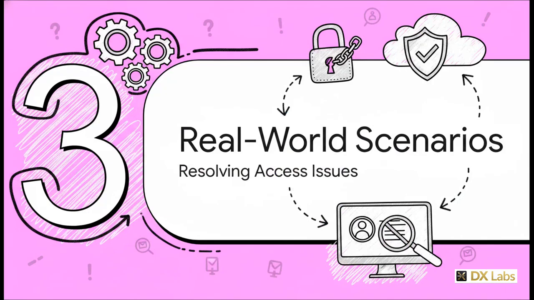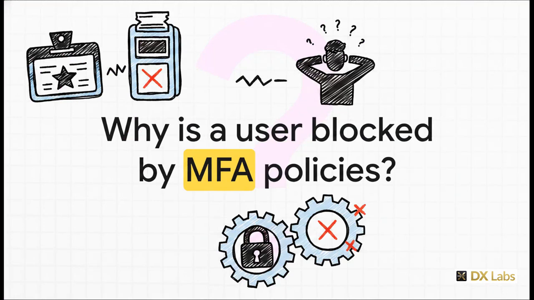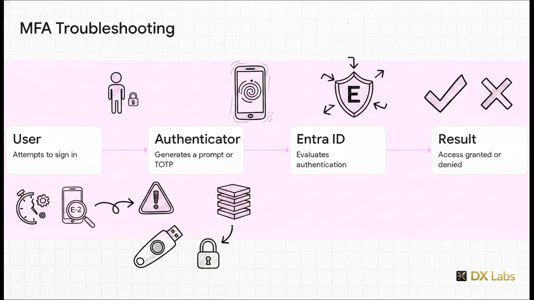Section 3, Resolving Real-World Access Scenarios. Let's look at a super common scenario. Why is a user blocked by multi-factor authentication, or MFA, policies? Imagine a VIP employee trying to get into the building, but their VIP badge scanner is out of sync and just blocks them. The reality is, even legitimate users get stuck if their authentication methods are misconfigured. And this perfectly illustrates your investigation flow. The user attempts to sign in, the Authenticator app generates a prompt, Entra evaluates it, and then a result is given. If it fails, you always start by checking those sign-in logs we just talked about.